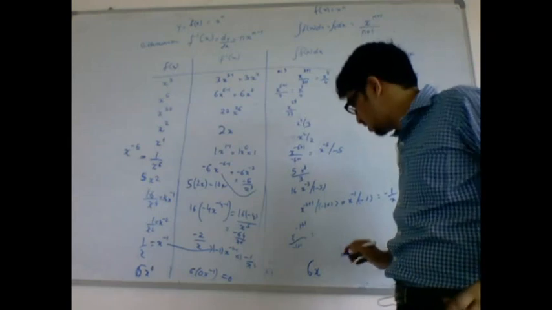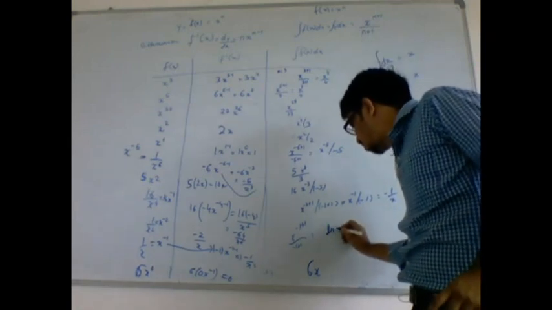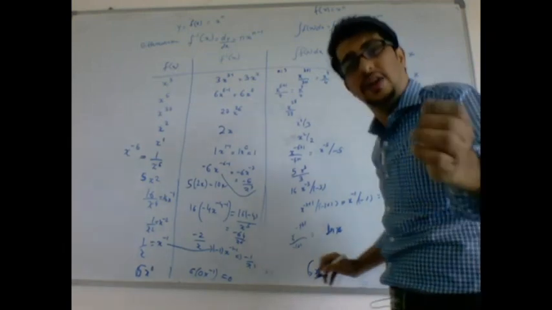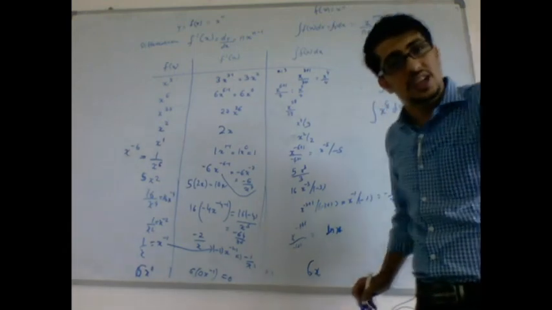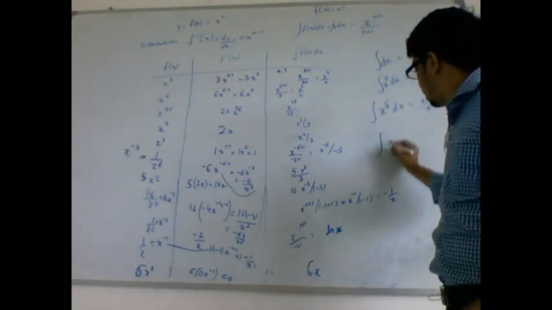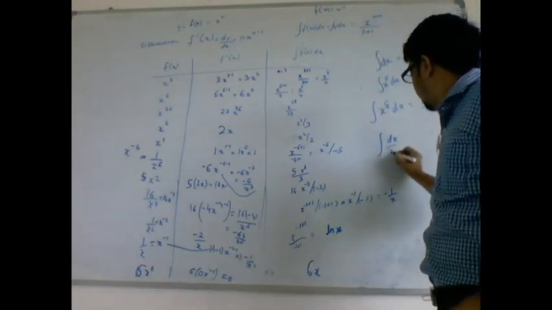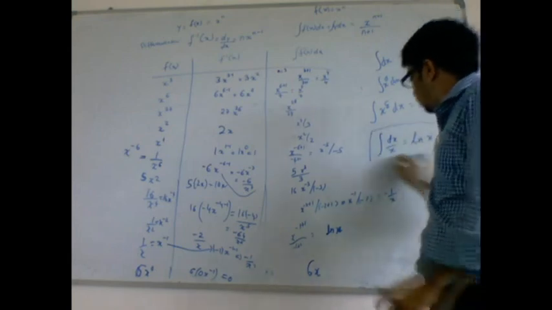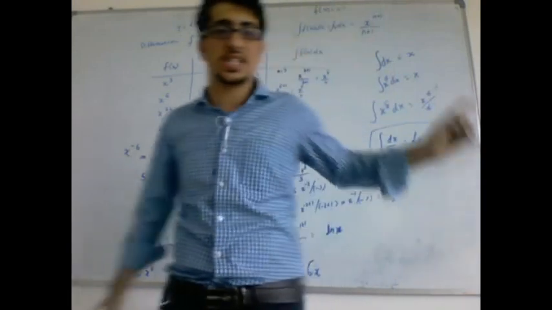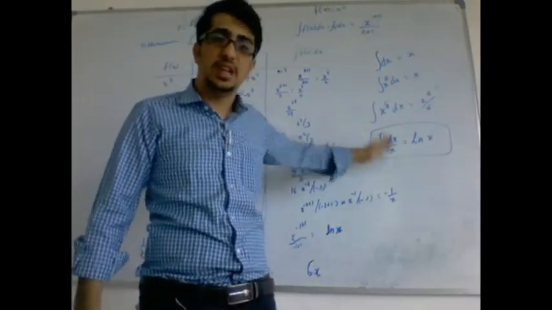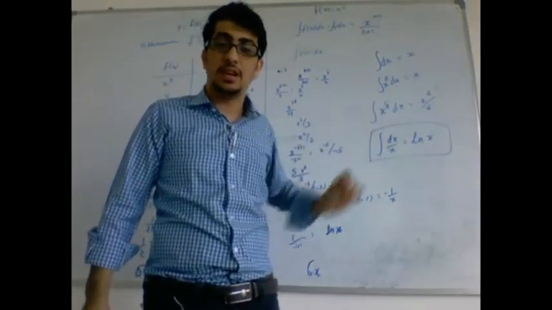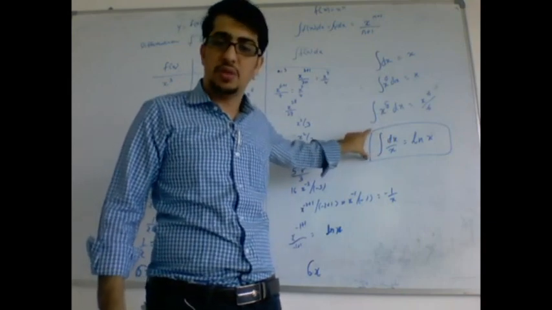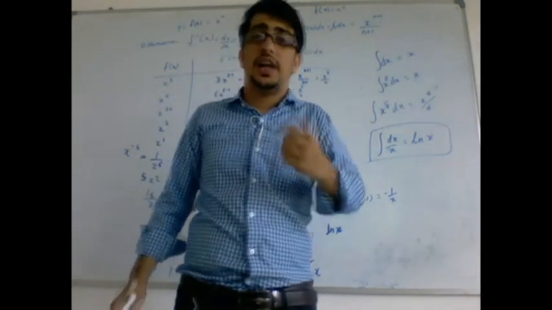So the only exception to this formula is ln x. Ln x means log x, log with the base e. So please remember the integration of dx by x is ln x. This is the exceptional formula for integration, ln x. You will study it in detail in mathematics, but currently we just need to remember this formula.